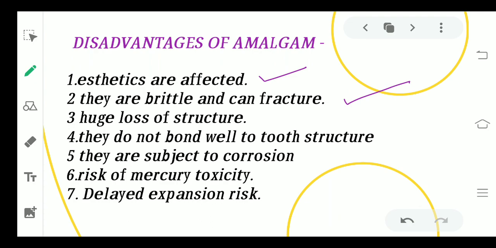They do not bond well to the tooth structure. This is a major drawback. They are subject to corrosion and tarnish. Risk of mercury toxicity is there. Also, delayed expansion risk is there. I will tell you next what these things are.